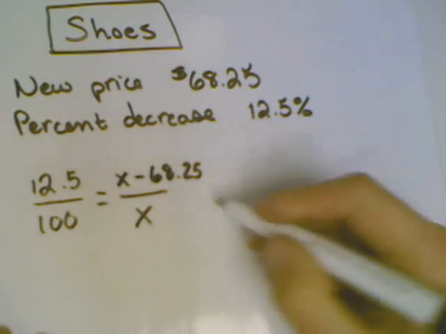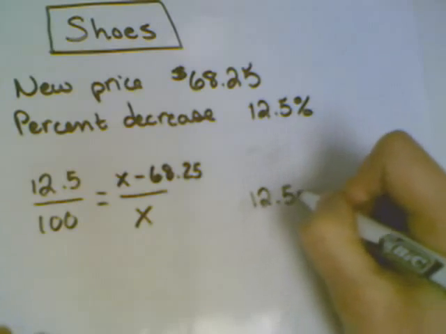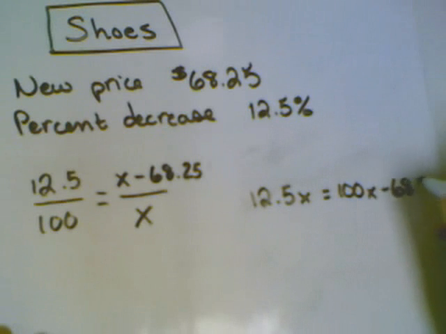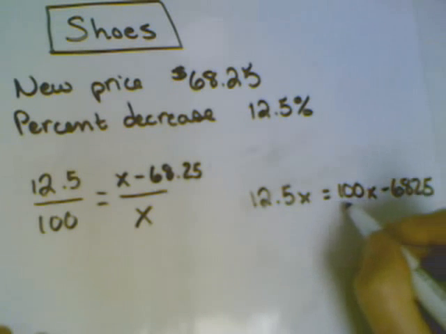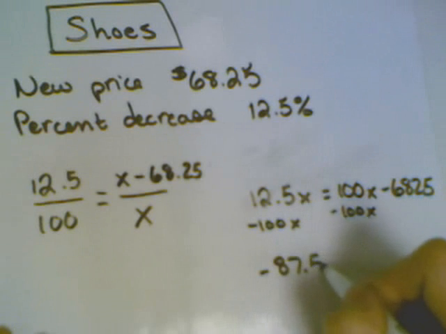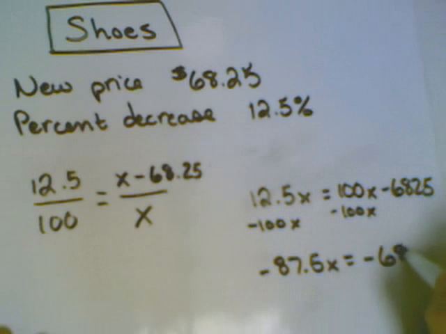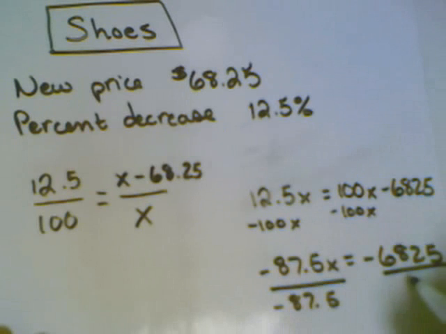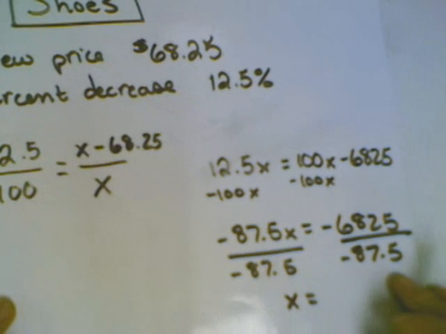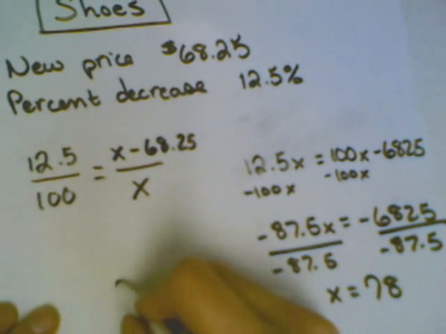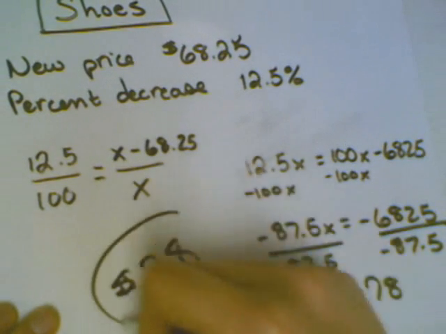Now that I have my proportion, we're going to cross multiply to solve. 12.5x equals 100x minus 6,825. I'm going to subtract 100x from both sides and get negative 87.5x equals negative 6,825. Divide. Since I'm dividing a negative by a negative, my answer will be positive, and it ends up being positive 78. That means the original price was $78.